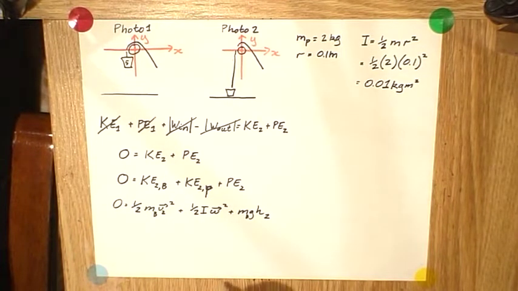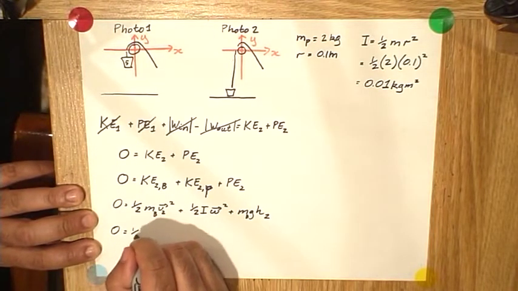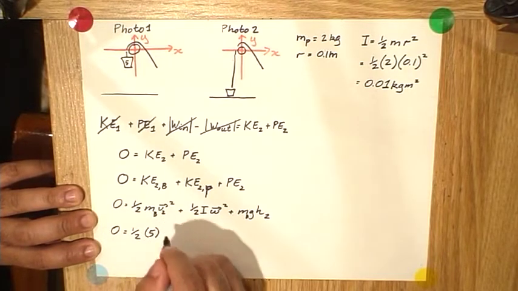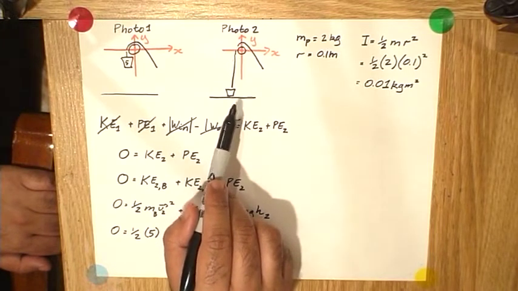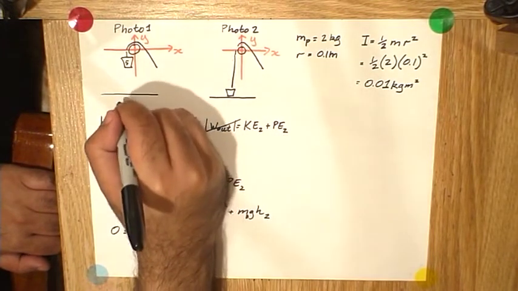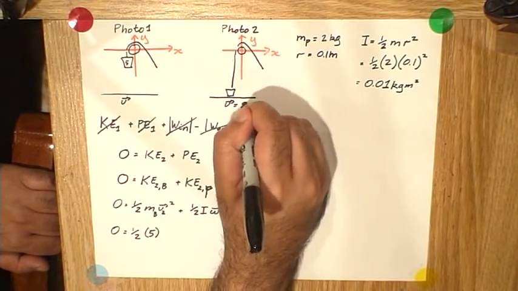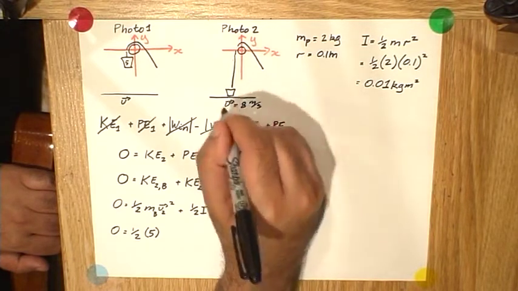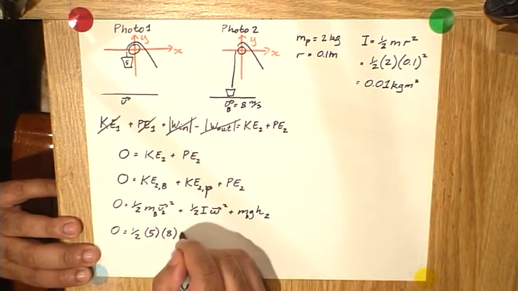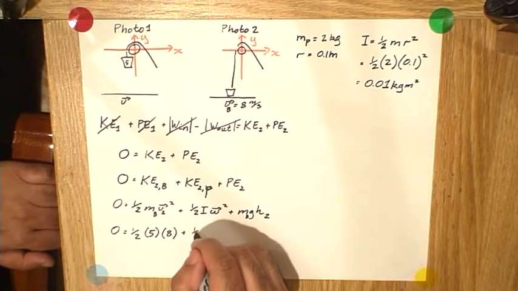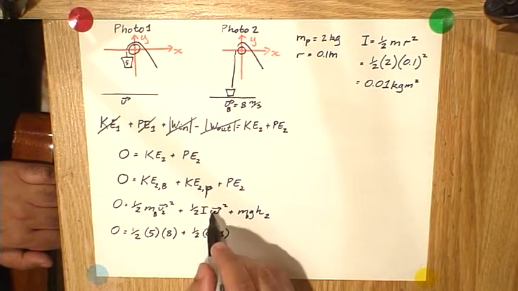All right, let's keep going. Let's substitute in everything that we know. 0 is equal to 1/2. Mass of the bucket, 5. Velocity of the bucket as it strikes the surface of the water. We were actually told this. I should have written this down. The velocity of the bucket as it strikes the surface of the water is 8 meters per second. Plus 1/2 I, we already calculated that as being 0.01, times omega.